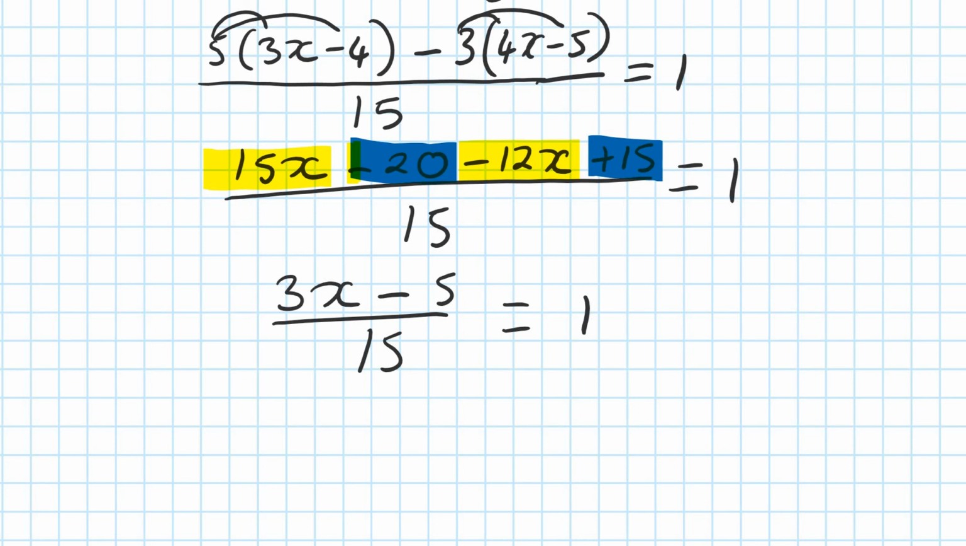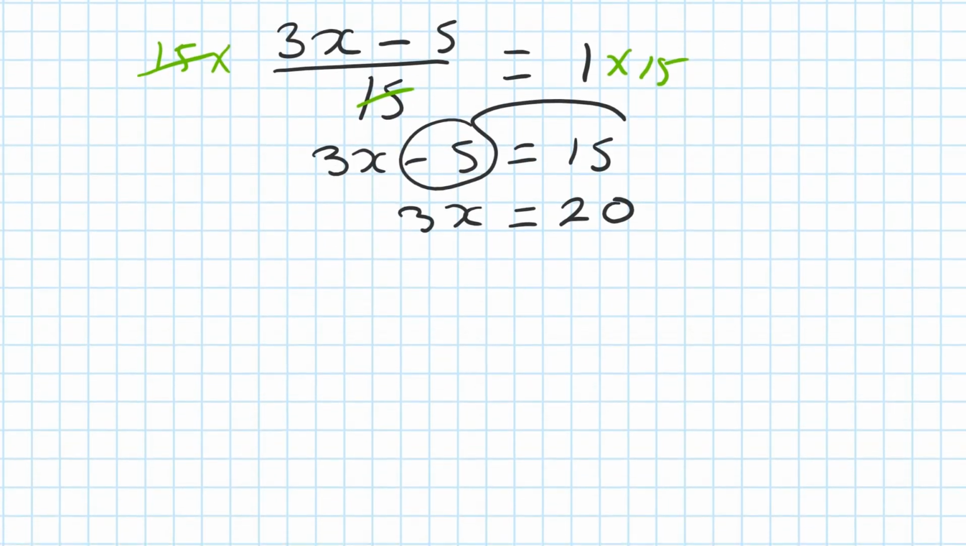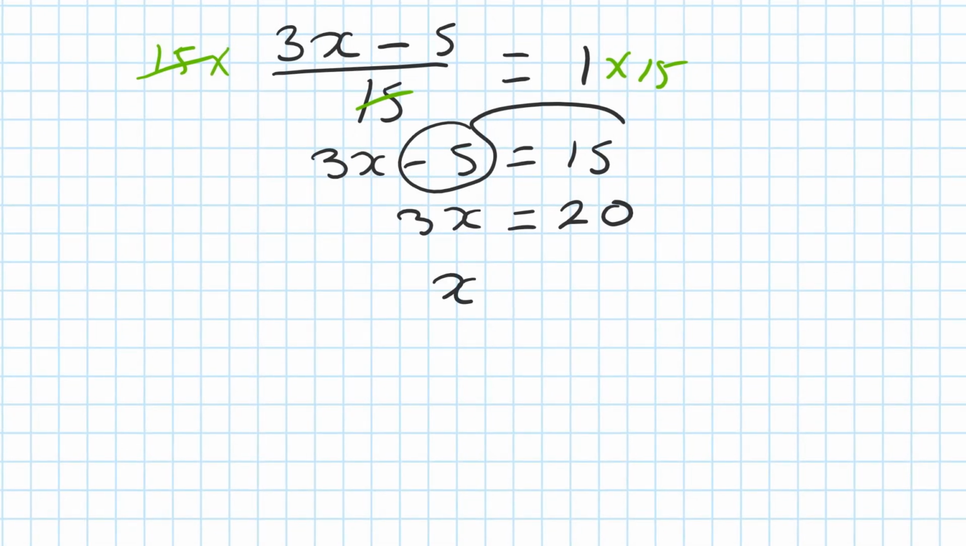Then I do times 15 on both sides because I want to get rid of the 15 down the bottom. I times 15, that disappears. So your answer is 3x minus 5 is equal to 15. Then I move the 5 to this side, which gives me 3x is equal to 20, right? And then I divide by 3 on both sides, so x is equal to 20 divided by 3. 6 times 3 is 18, remainder 2, so 2/3.